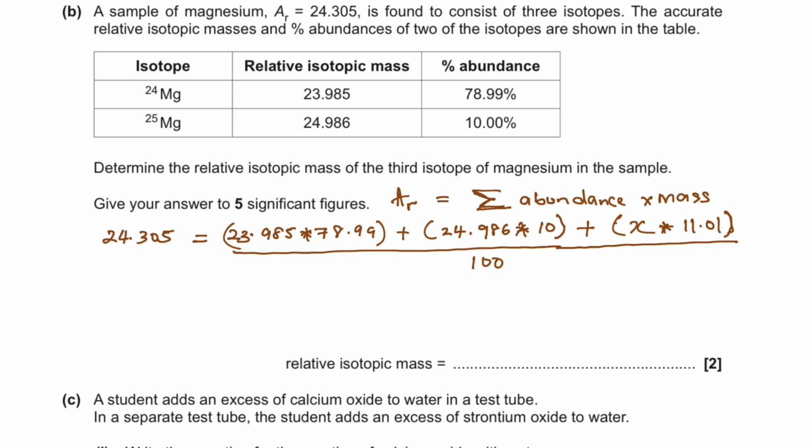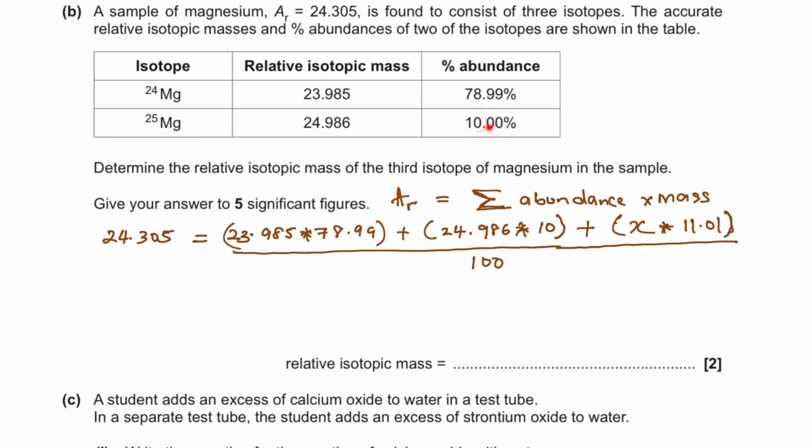So we've got the relative atomic mass, and that equals, using the formula, this first one here times the abundance times the mass, plus, since the sum means plus, that one times that, so 10 times that one. The third one here is missing, so that's x.